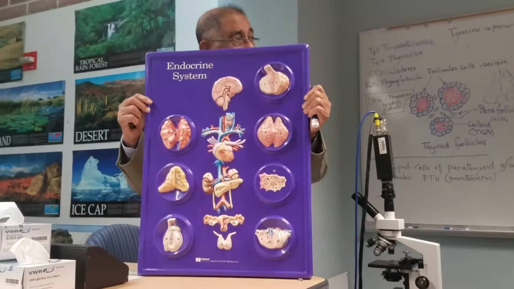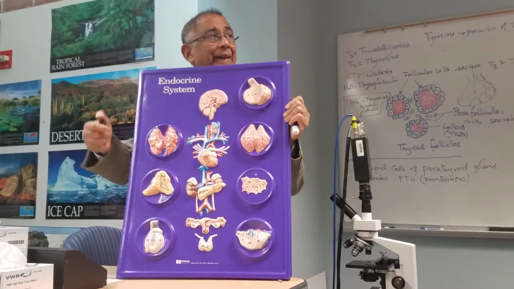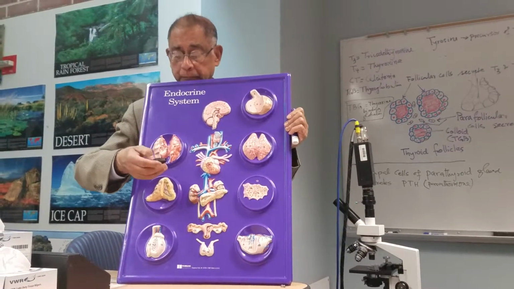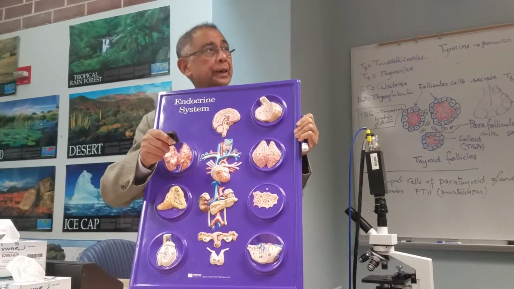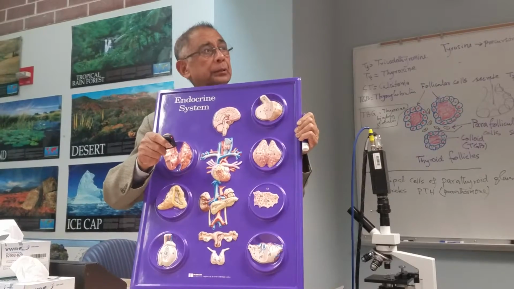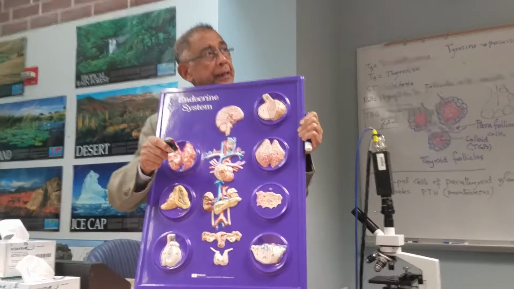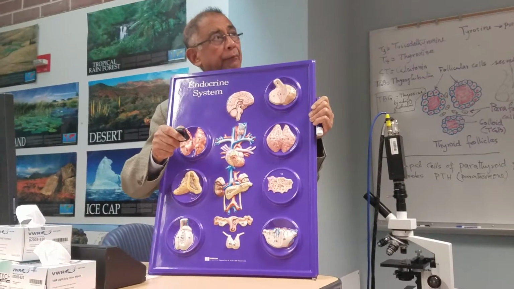We are going to cover the pituitary gland. If you look at this chart of the endocrine system, here is the pituitary gland. Here it is labeled as hypophysis, which is another name for the pituitary gland.